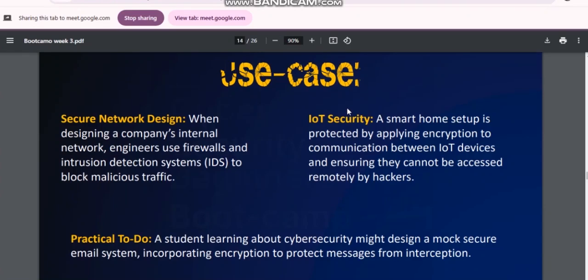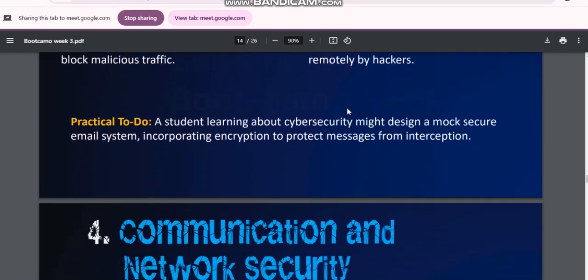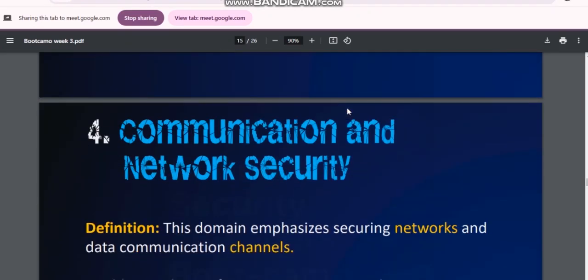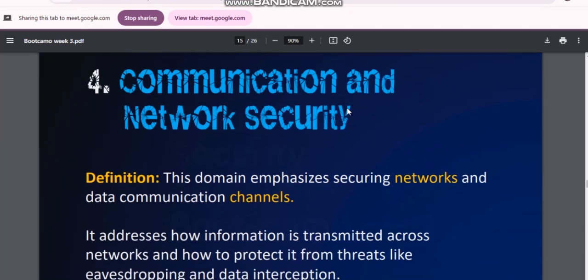Sorry about that. So moving on to domain 4 here, communication and network security.